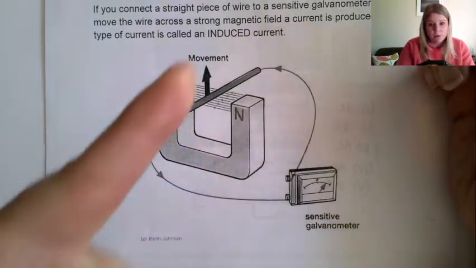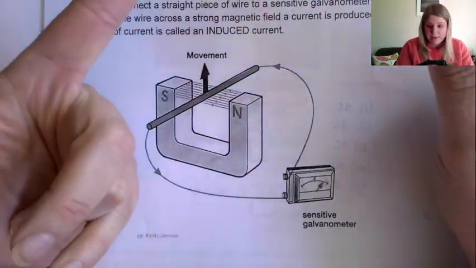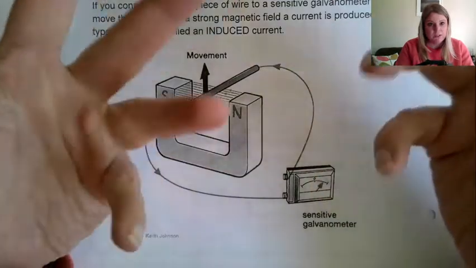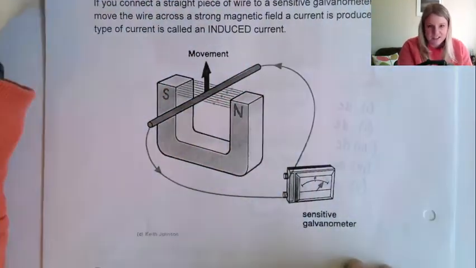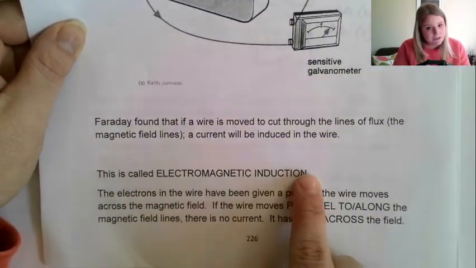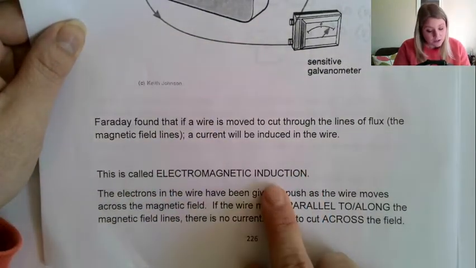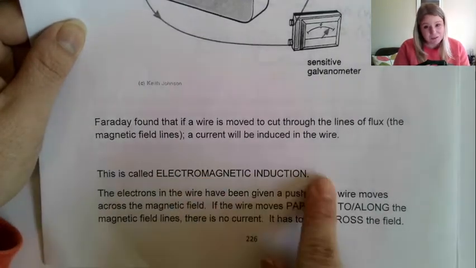And remember, perpendicular is what we're doing whenever we do that Fleming's left hand rule. We're making sure all our fingers and thumbs are perpendicular to each other, and it's because of this. I think it says that down the bottom here. So this is called electromagnetic induction. So we're getting an electric current induced whenever we're in a magnetic field, so electromagnetic induction.